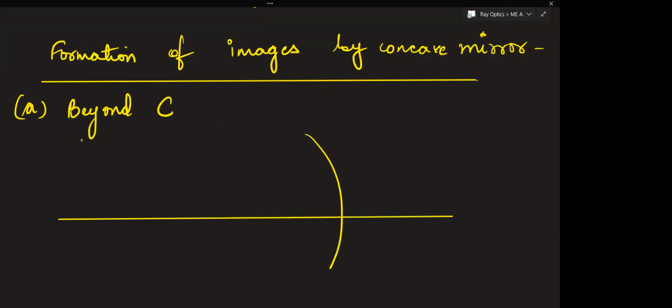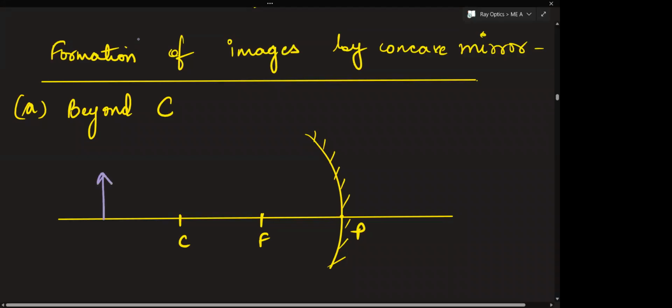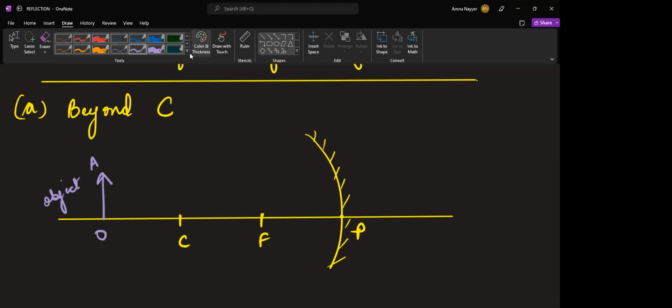This is the mirror. This is the center of curvature. This is the focus. This is the pole. These three will be your reference points that you will take. Now the object is kept where? See, object is kept anywhere beyond C. Fine, let's say this is AO and this is your object. What will happen to the rays?